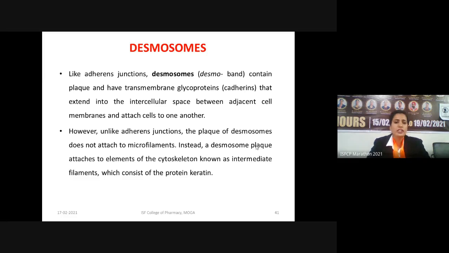However, they are different from adherent junctions in that the plaque of the desmosomes does not attach to the microfilament. What we have seen previously in adherent junctions is that the plaque contains microfilaments, which were contractile proteins composed of the protein actin. But in case of the desmosomes, the plaque is attached to the cytoskeleton known as intermediate filaments. These intermediate filaments are composed of a protein known as keratin.